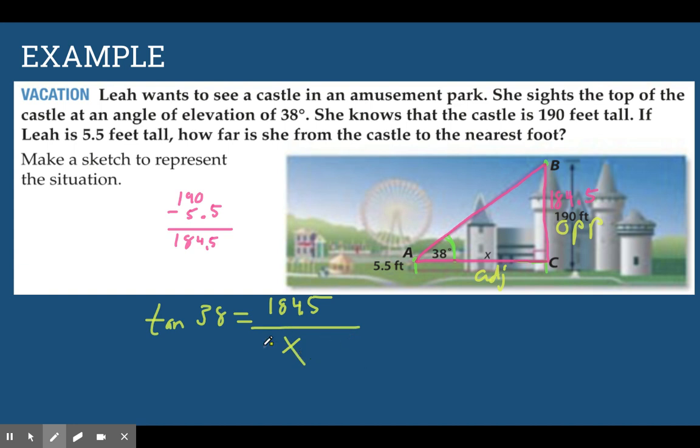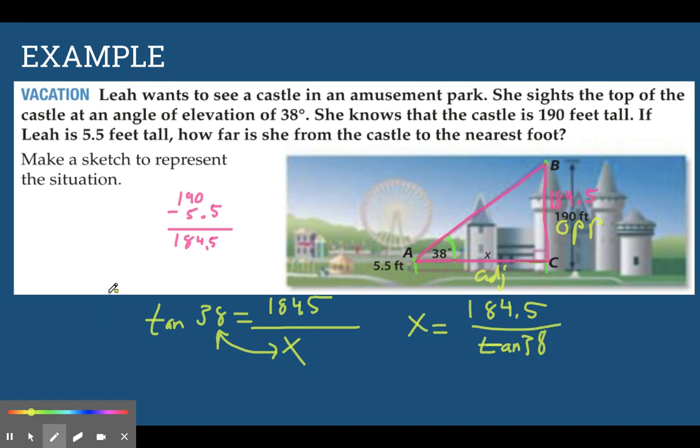Okay, so that means x is on bottom. Remember, if x is on bottom, that's our cue to flip and divide. So we're going to get x is equal to 184.5 divided by tangent 38. All right, you got to plug that into a calculator.